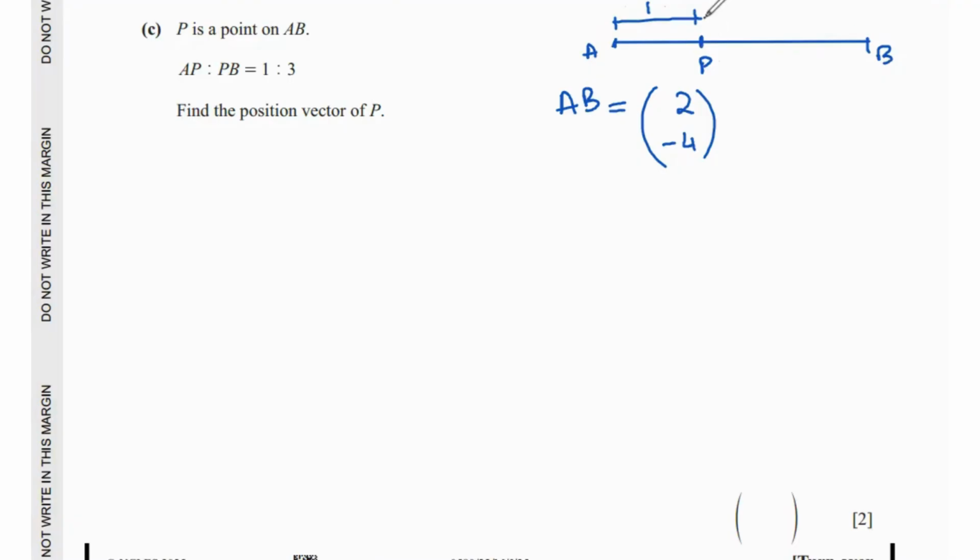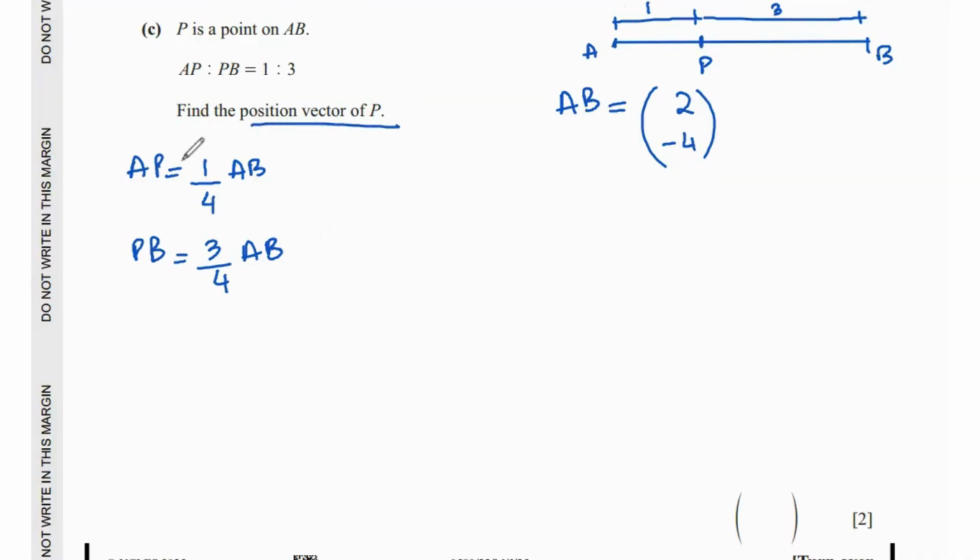AP is 1, PB is 3, which means in total there are 4 parts. So AP would be 1/4 of AB and PB would be 3/4 of AB. We have to find the position vector of P. So let's first find AP. AP is going to be 1/4 of 2, -4, which is 1/2 and -1.